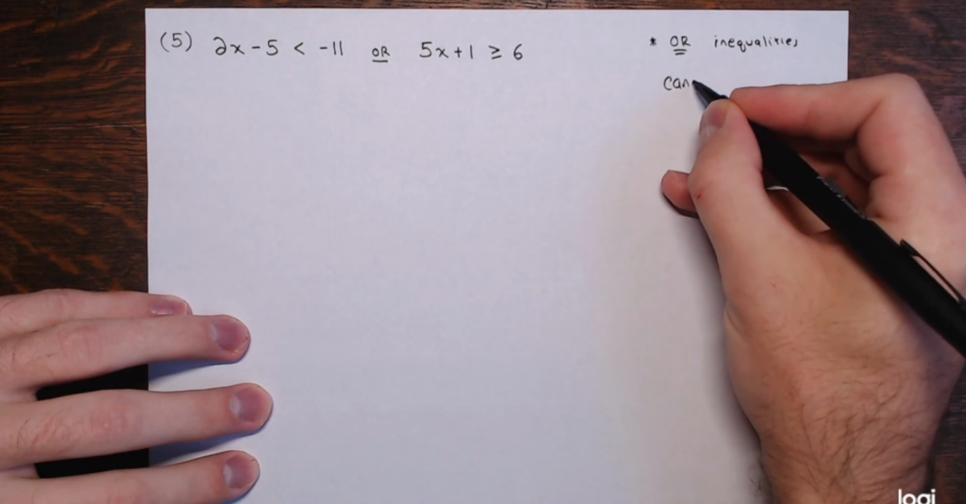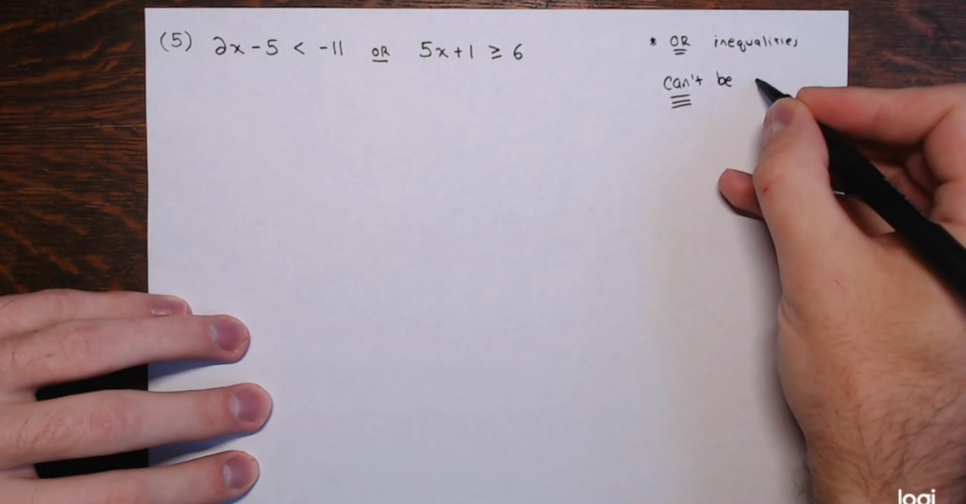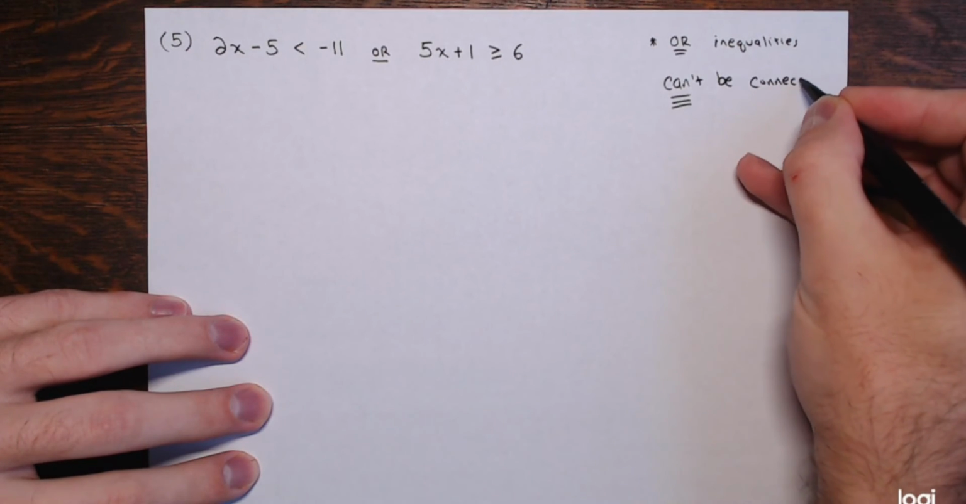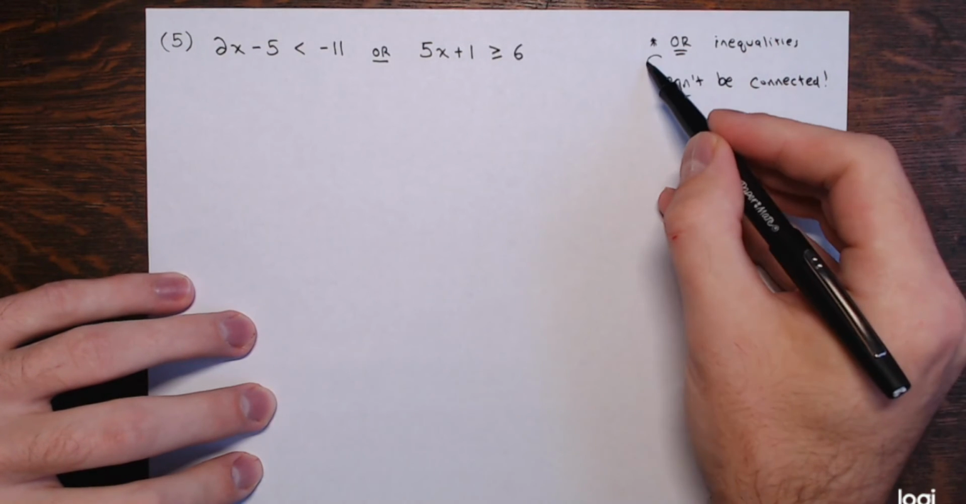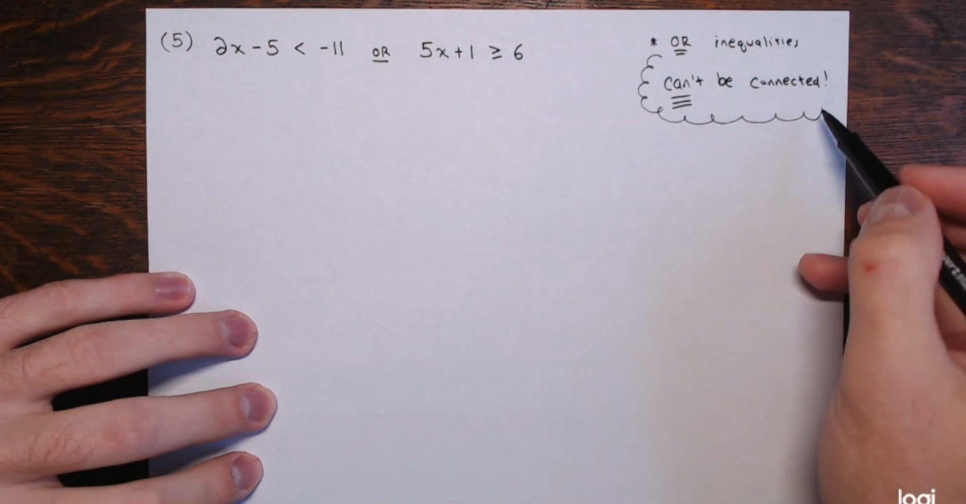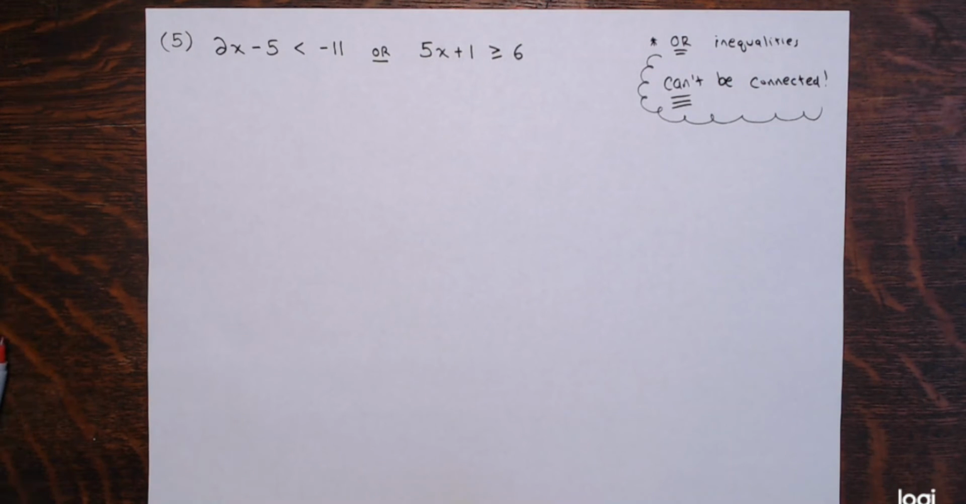Or inequalities can't be connected like those and inequalities could when there was betweenness. So please understand this: do not connect the solutions of or inequalities. Just leave the word or in the middle.